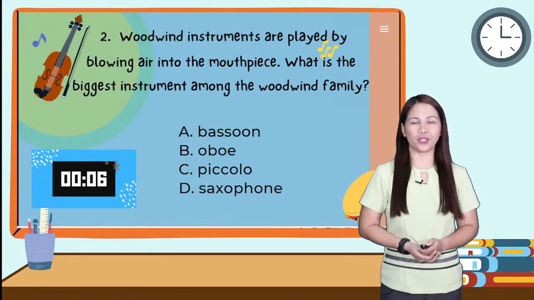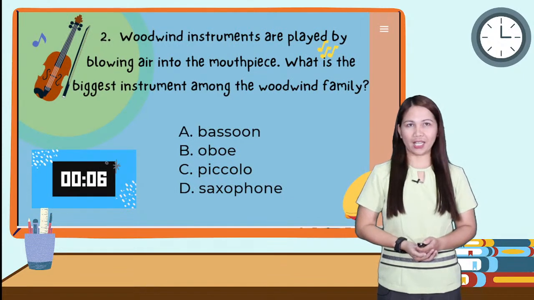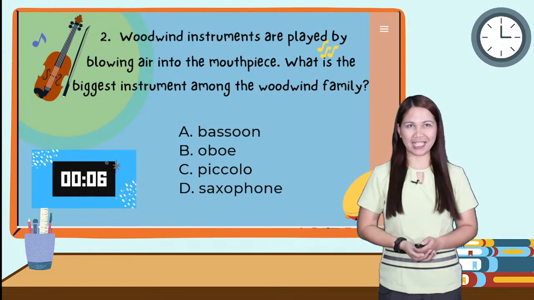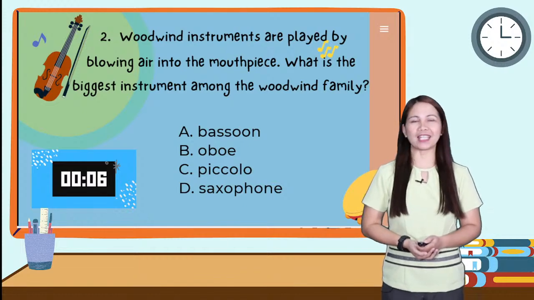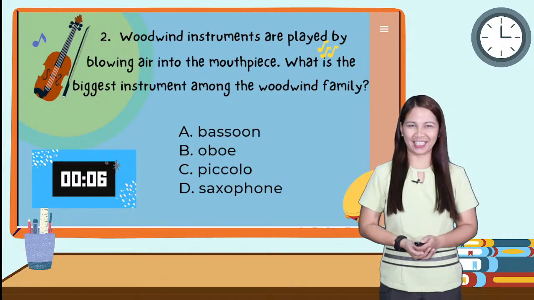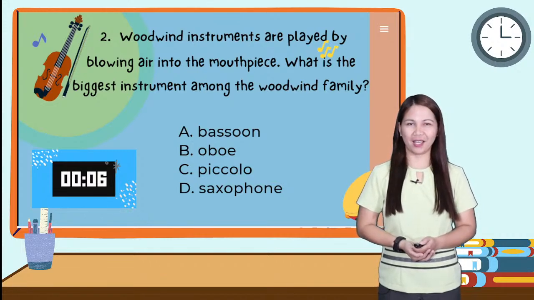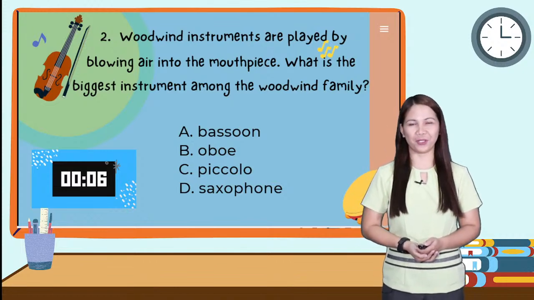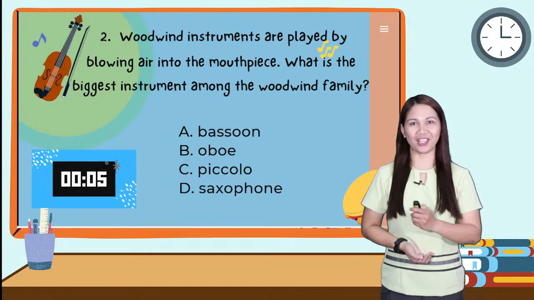How about number two? Woodwind instruments are played by blowing air into the mouthpiece. What is the biggest instrument among the woodwind family? A. Bassoon. B. Oboe. C. Piccolo. And D. Saxophone. Timer starts now.